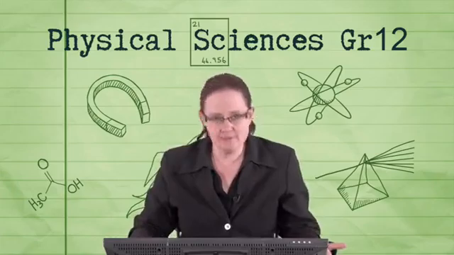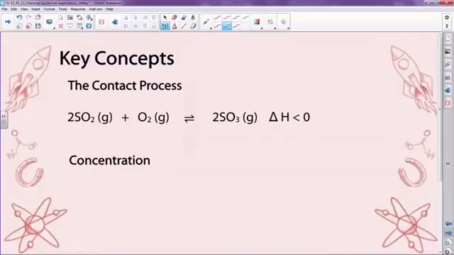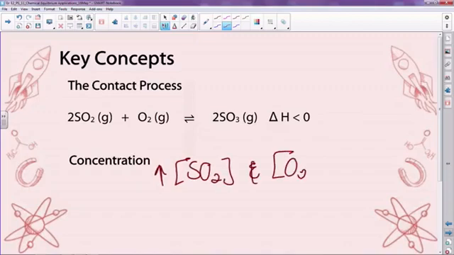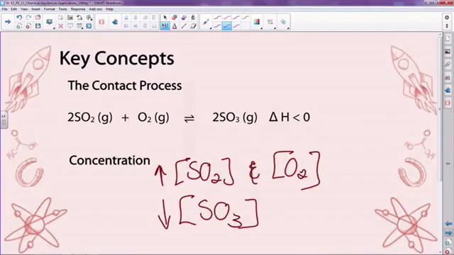Once again, same as with the Haber process, if I increase or keep adding SO2 and O2, then I can get more SO3. If I take SO3 away, then I will also make SO3. Okay, so it's a way to increase the forward reaction. So we favor the forward reaction. By favoring the forward reaction, we get more product. Yay, we make more money.